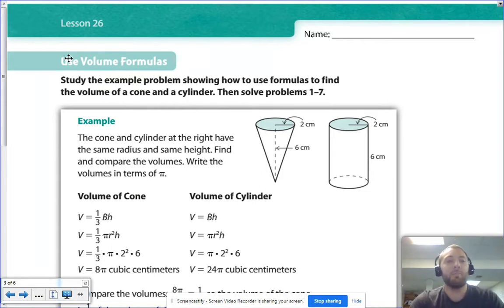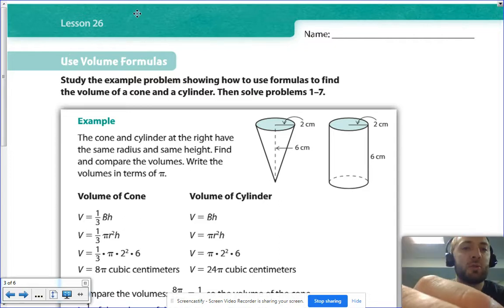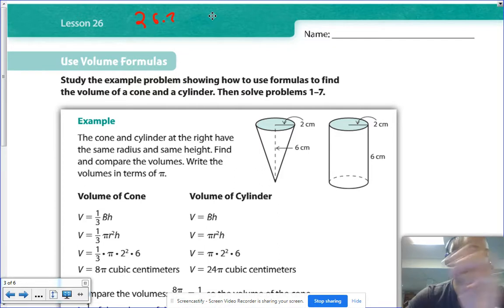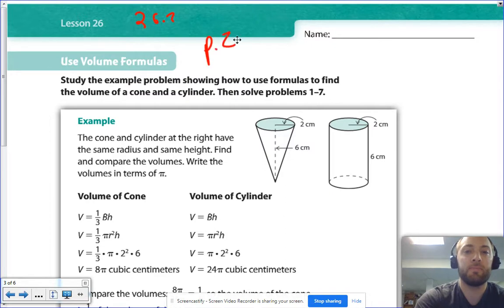Anyway, all right, volume. This is section 26, day 2. So 26.2. In your practice book, this is on page 263. Okay, page 263. All right. I'm going to have to switch away from red. I don't know if I can do that the whole time.